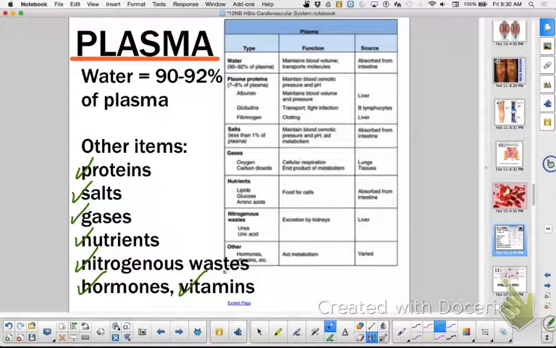Okay, welcome back. Now, if you go on to your notes, you will see blood contents, formed elements in plasma, which is over 90% water. Plasma contains dissolved gases, nutrients, salts, proteins, nitrogenous waste, hormones, vitamins. Good, type it in there. I spelled hormones wrong. I bet you spelled it with a W.